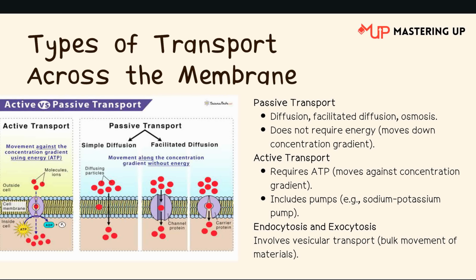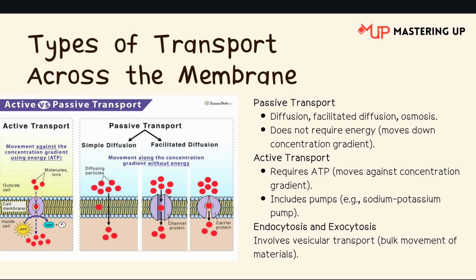Now let's see the types of transport across the membrane. The movement of substances across the plasma membrane can occur in several ways. The first type is passive transport, which includes diffusion, facilitated diffusion, and osmosis. Passive transport does not require energy because it relies on the movement of molecules down their concentration gradient. For example, oxygen and carbon dioxide move across the membrane by simple diffusion.